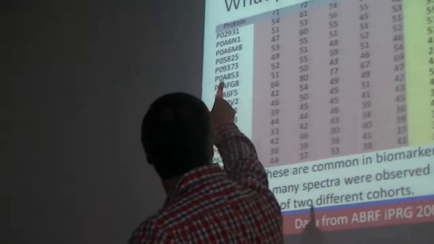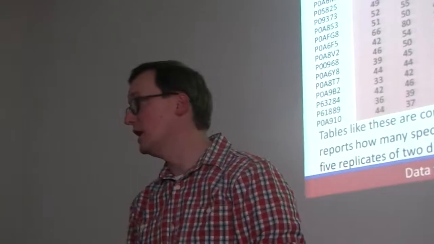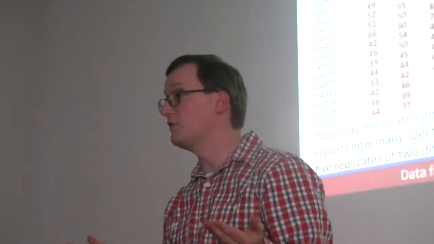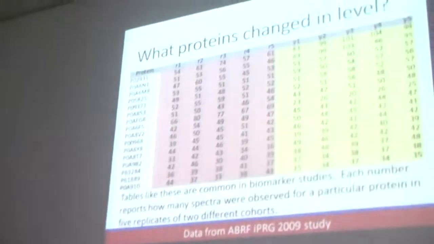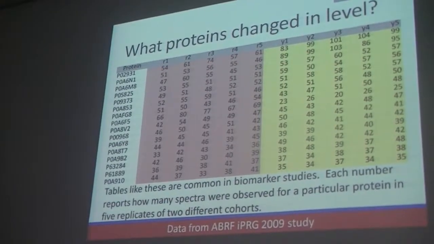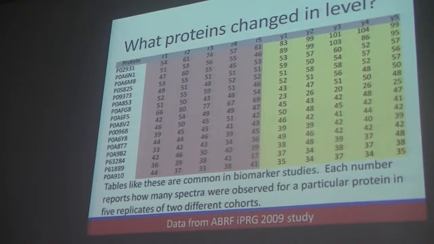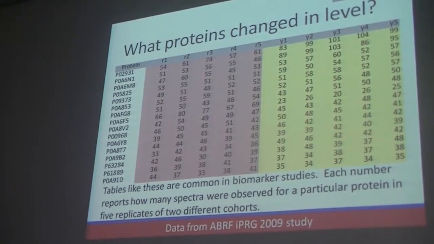So we had 5 different red replicates, and we had 5 different yellow replicates. And as you see, the number of spectra seen for a given protein sometimes differs. But let's just start by looking at just the reds, okay? Just the reds for a moment. Do you see differences in how many spectra were observed for a protein in the red cohort? Okay, give me an example of a protein row that has differences.